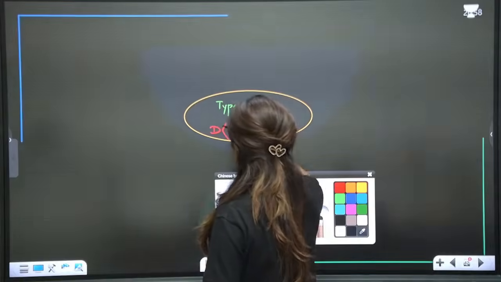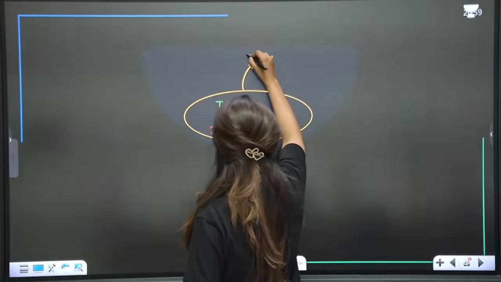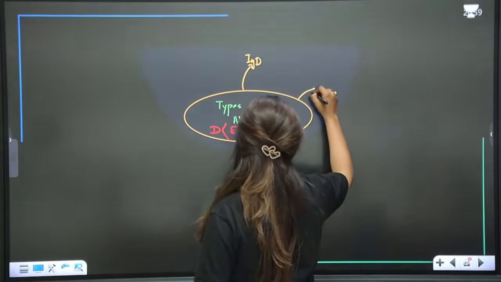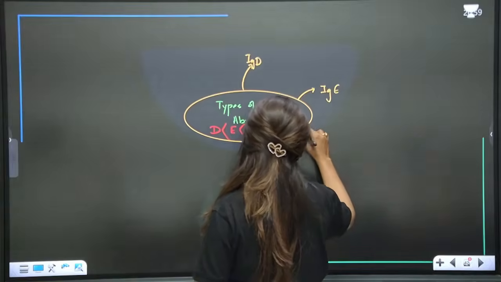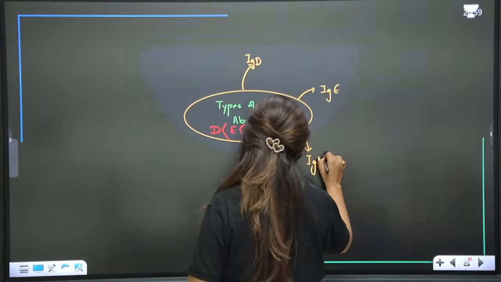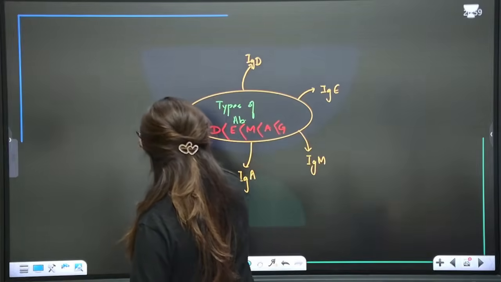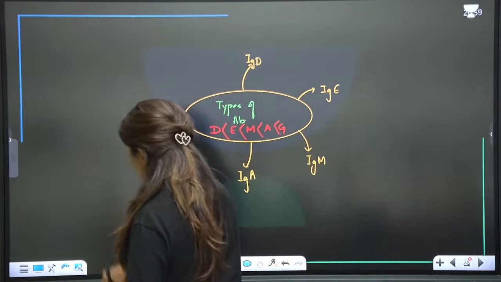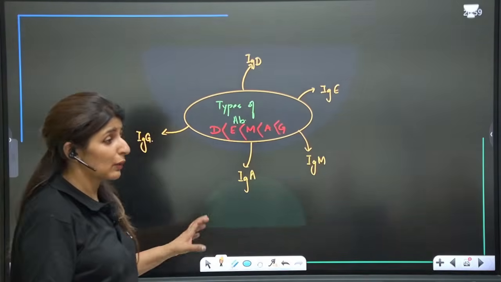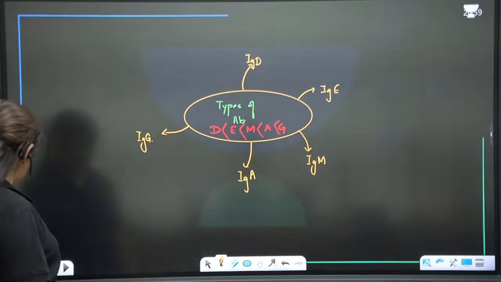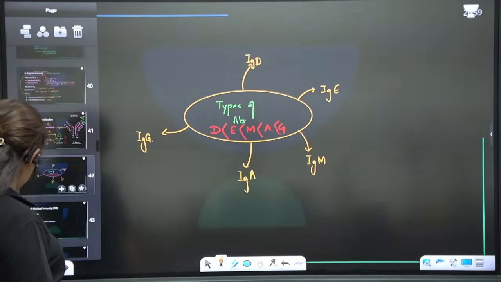Now, what is the benefit of each? So we call them IgD, IgE, IgM, IgA, and IgG. Is that clear? Every antibody has a different role to play in our body. Is that clear to all?